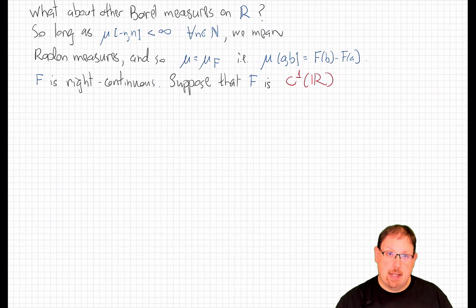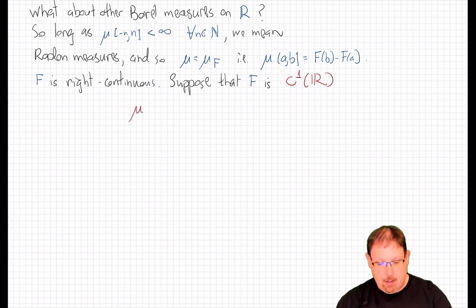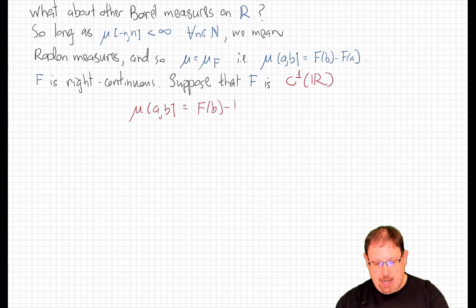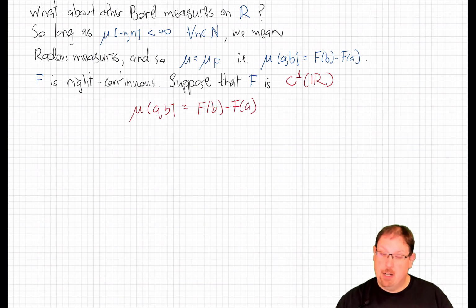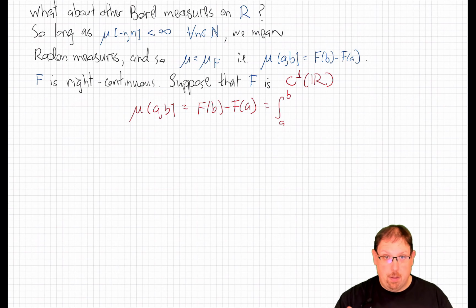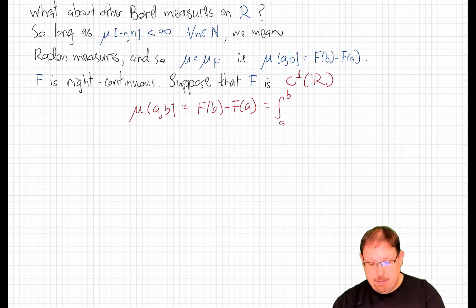The reason I want to make that assumption is that now we can go back to calculus and apply the fundamental theorem of calculus, which says that in this case, the measure of the interval from a up to b, the half-open interval as usual, which is f at b minus f at a, by the fundamental theorem of calculus, can be calculated as the integral, Riemann or Lebesgue now, we know, over the interval from a up to b of the derivative of our function.